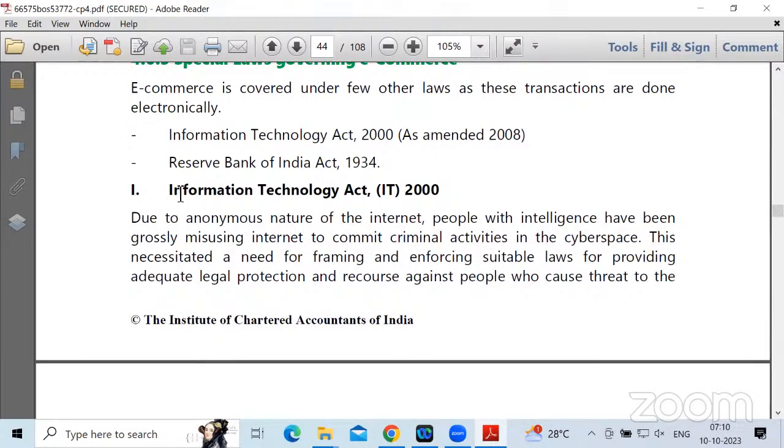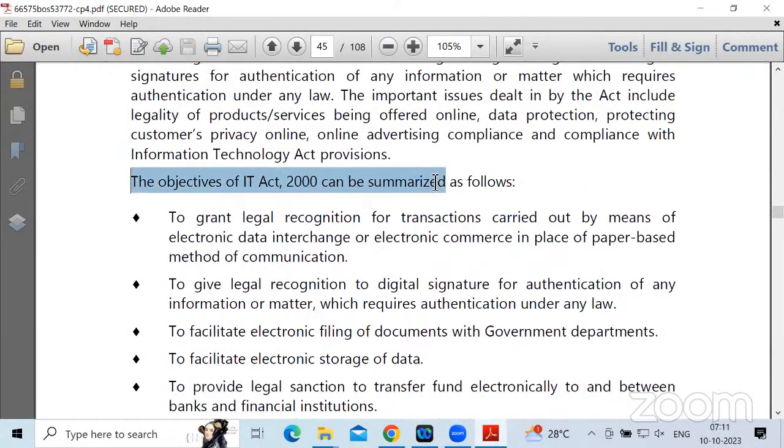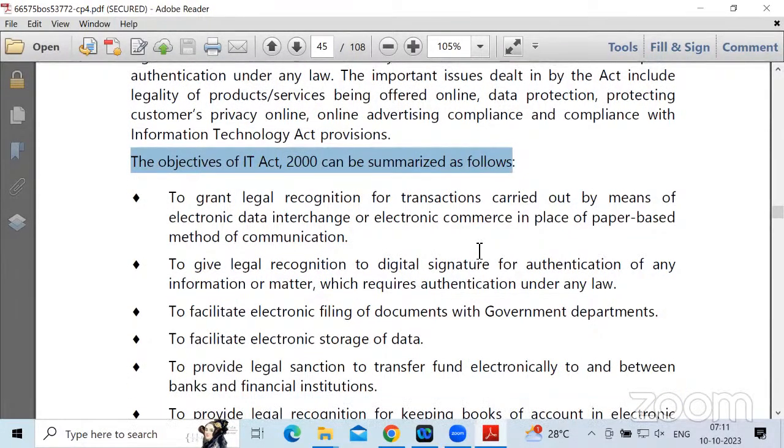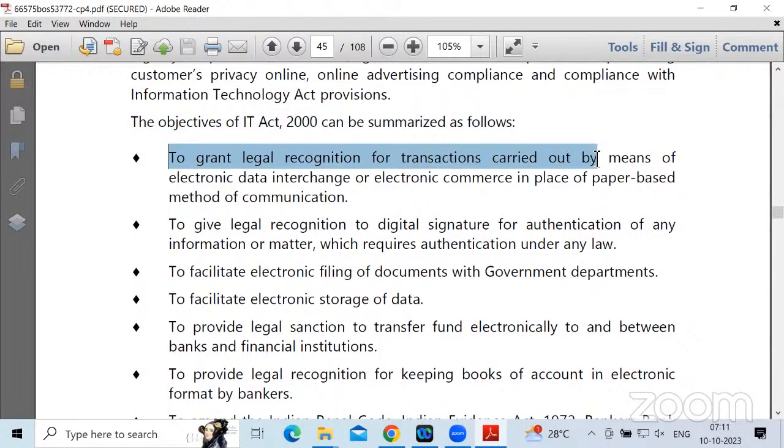The IT Act, all of you know, 2008 modified. A few times, the objectives were asked as questions. So there are 10 objectives. We can simply go through these, and I'll quickly run through that. The first one is to grant legal recognition for transactions carried out by means of electronic data interchange or electronic commerce in place of paper-based methods of communication.